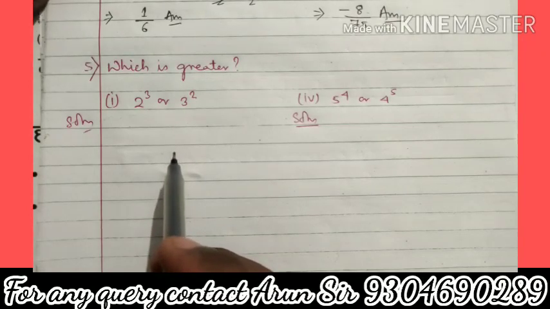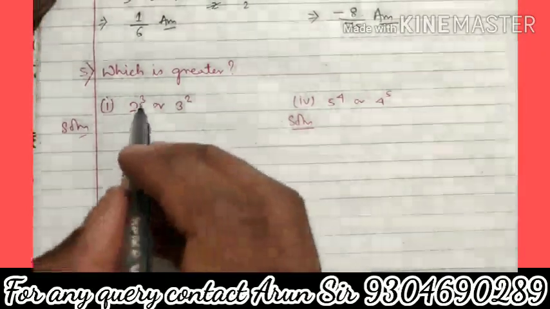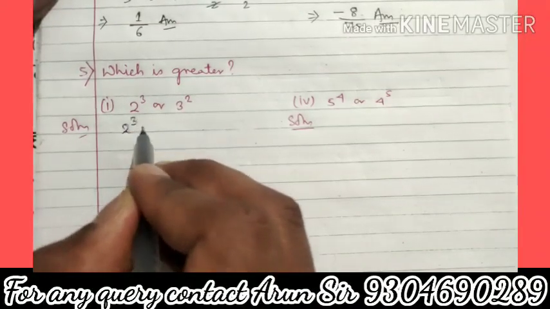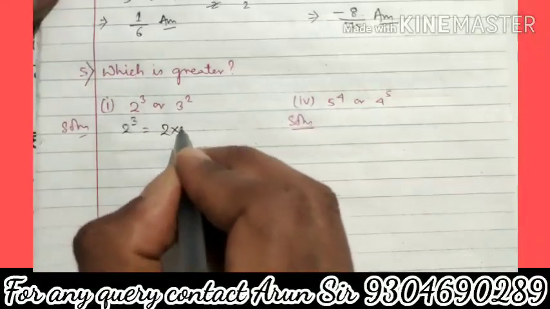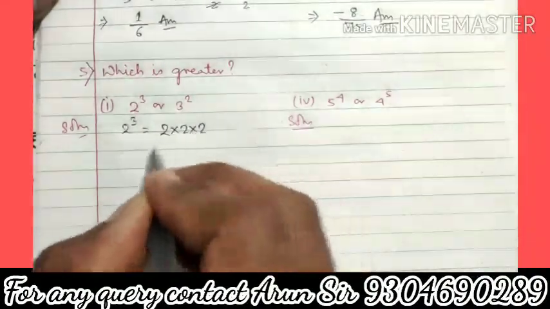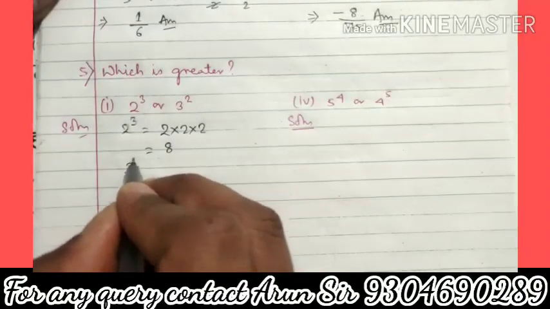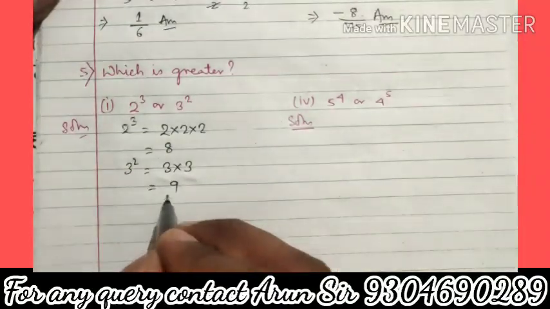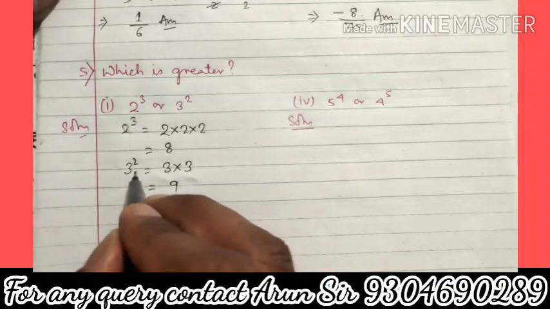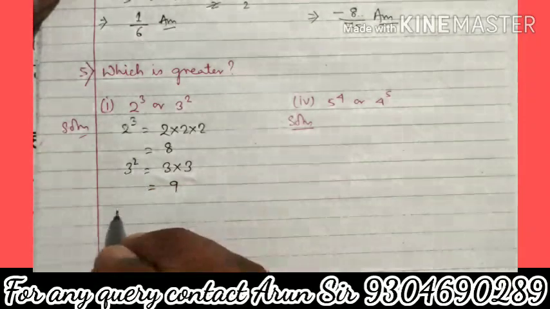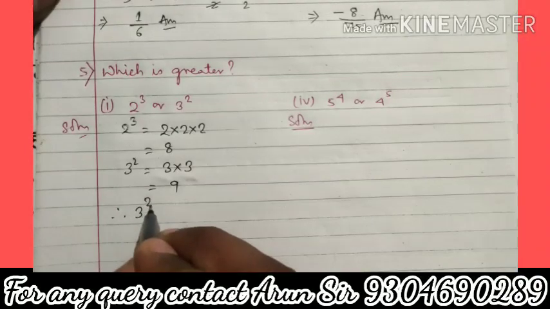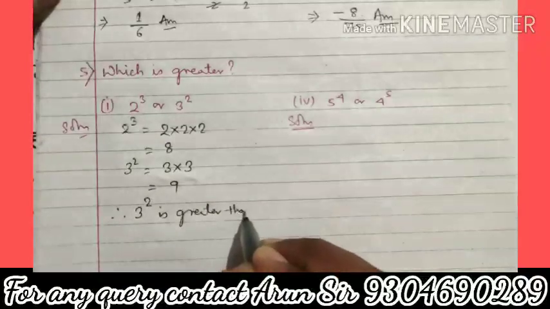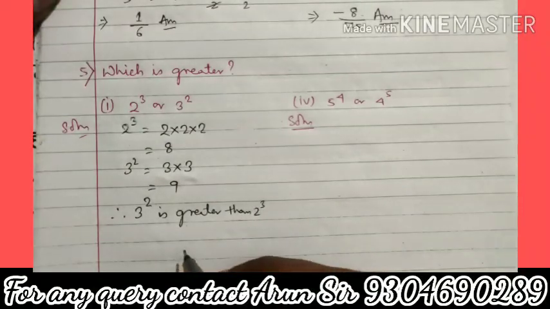For finding which one is greater, we have to calculate first. Let us calculate 2 to the power 3. 2 to the power 3 value will be 2 will be multiplied 3 times. 2 2 ja 4 2 ja 8. 3 to the power 2. 3 will be multiplied 2 times. 3 3 ja 9. Which one is greater? 9 is greater, and 9 is derived from 3 to the power 2. Therefore we will write 3 to the power 2 is greater than 2 to the power 3.